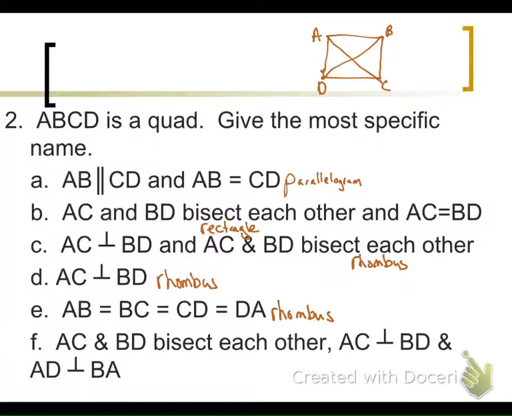And last but not least, we're over here at Slytherin. So Slytherin, you see that AC and BD bisect each other. AC is perpendicular to BC, and AD is perpendicular to BA. So it's going to be a square.